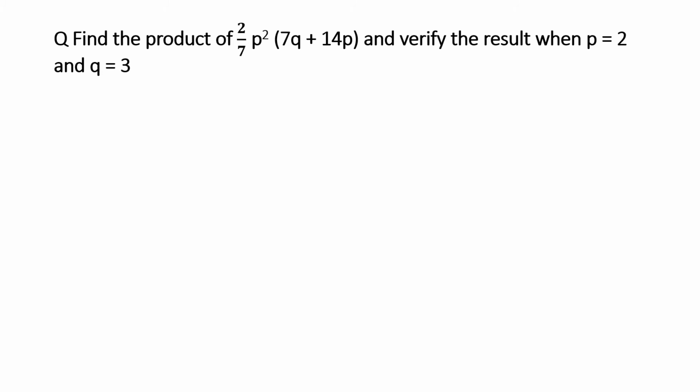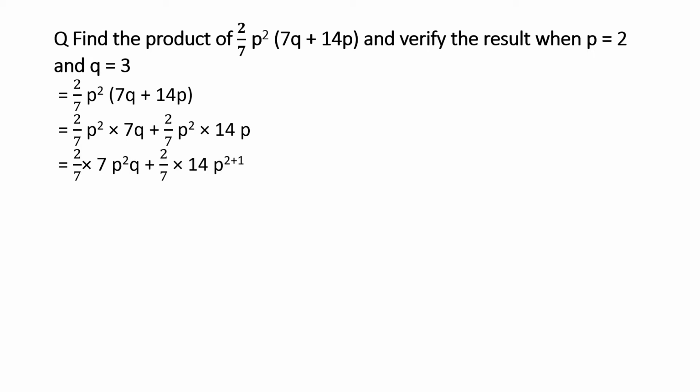Moving to the next question: find the product of 2 by 7 p square multiplied by 7q plus 14p and verify the result. Now we have to do the verification, and the values of the variables are given to us: p is equal to 2 and q is equal to 3. Now again the multiplication of monomial with binomial. The method is same. The monomial has to be multiplied with both terms of the binomial separately: 2 by 7 p square into 7q and 2 by 7 p square into 14p.